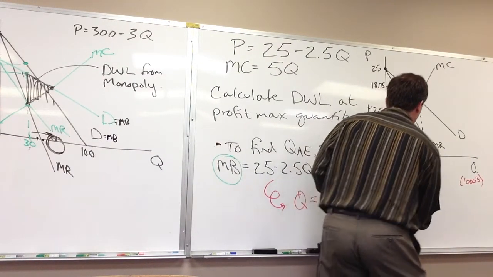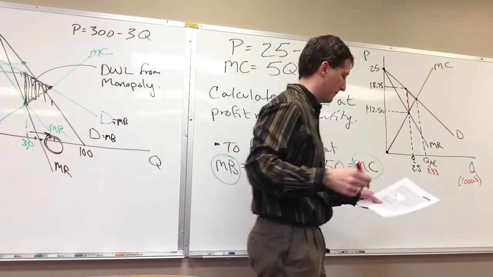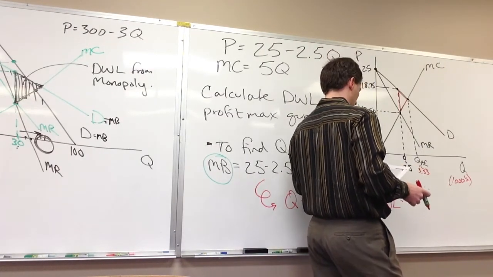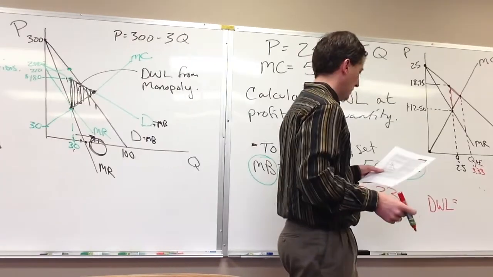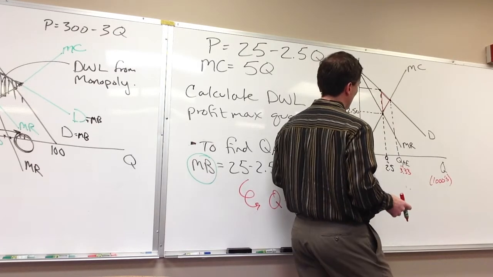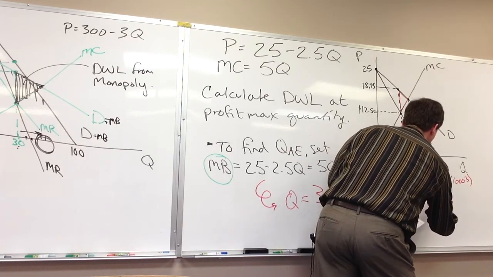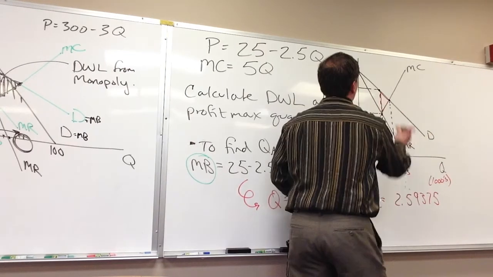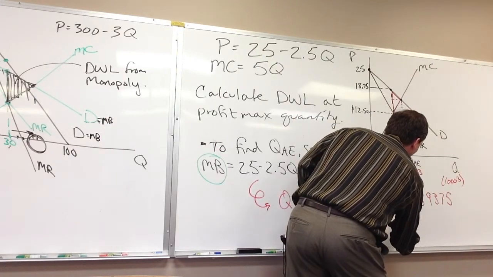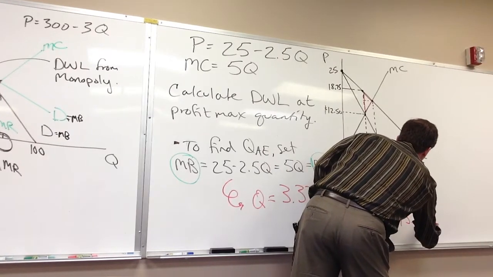So the deadweight loss is the area of this triangle. We have all nice straight lines, so it's that area. However you guys calculated it, again, you should come down to 2.59375. You can break this into two right triangles, which is $2,593.75.